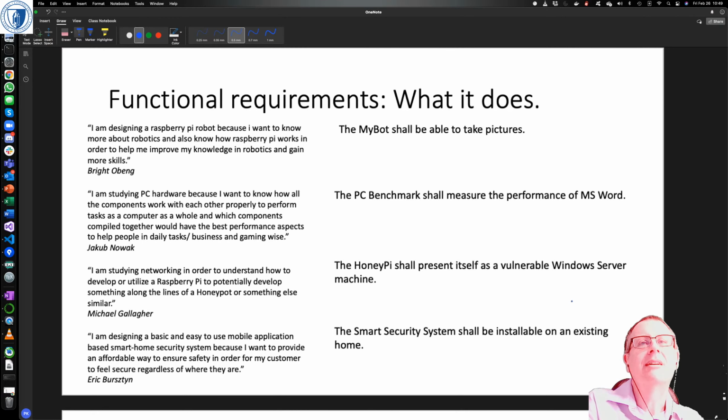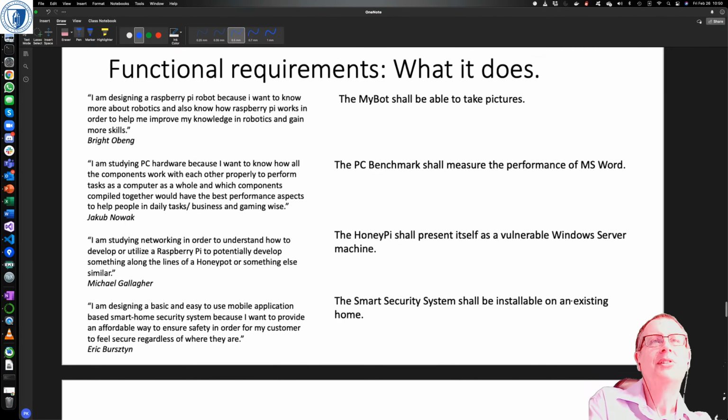And then Eric, the smart security system shall be installable on an existing home. Right? Maybe after today's presentation, maybe the car is going to be the first focus, but the aim is to write down what it's going to do. And installability is maybe not a functional requirement, but it may be a cross-functional requirement. But write down something about what the system does.